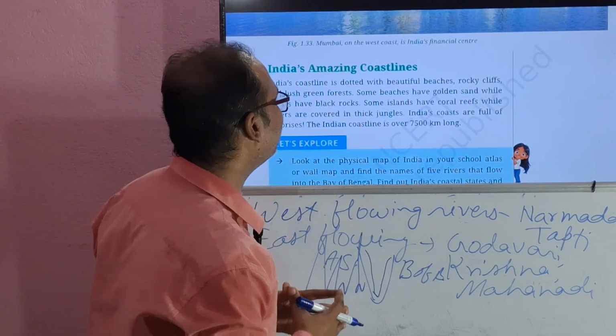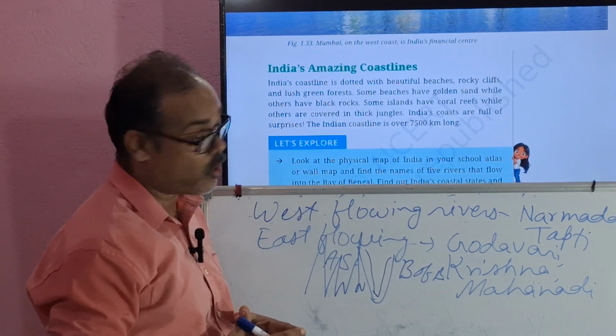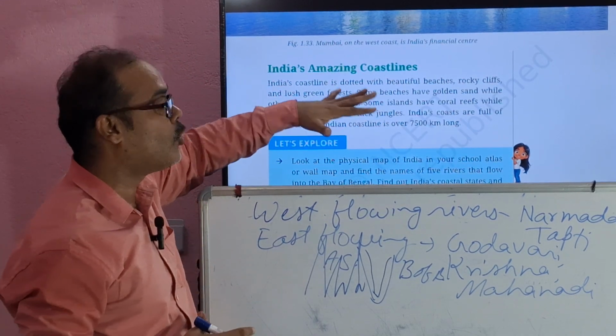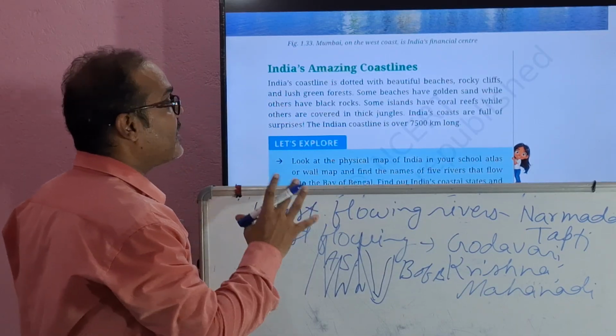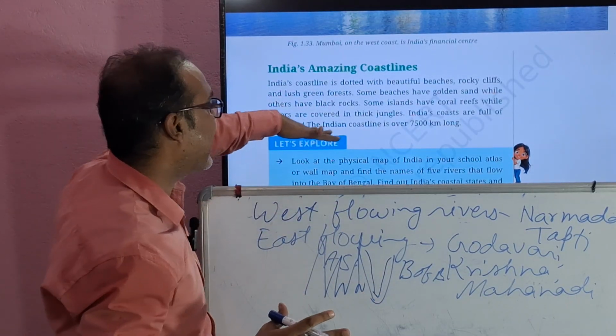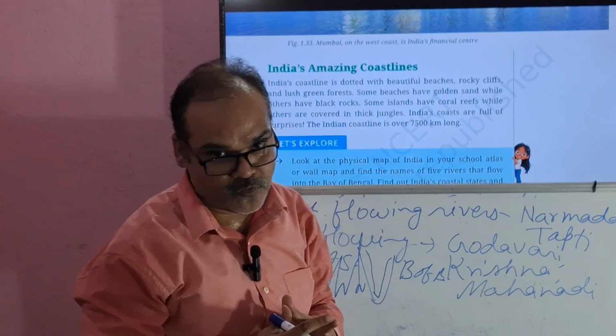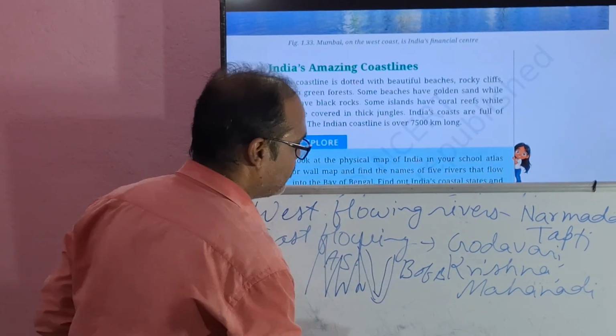Some beaches have golden sand while others have black rocks. Some islands have coral reefs while others are covered in thick jungles. India's coasts are full of surprises, and India's coastline is over 7,500 kilometers.